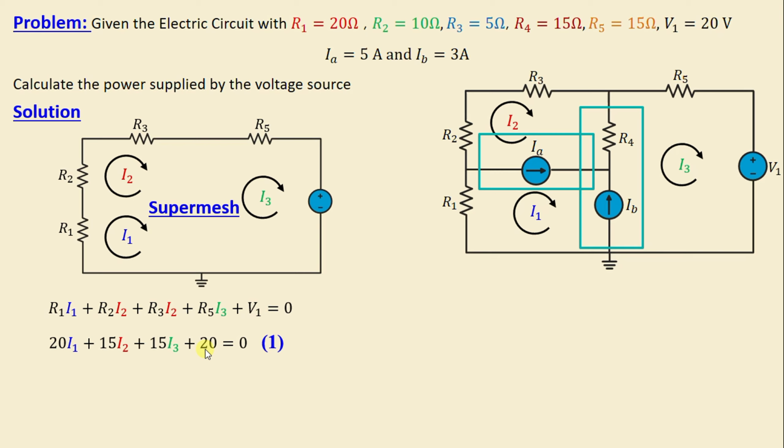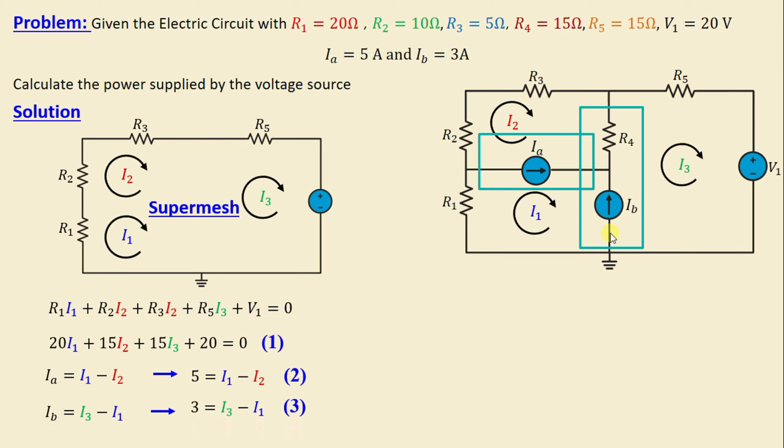In order to get the 2 other equations, let's focus on the current source IA and the current source IB. Then we can write IA is equal to I1 minus I2. That means I1 minus I2 is equal to 5. Let's move on to the current source IB. We can see here that IB is equal to I3 minus I1. That means I3 minus I1 is equal to 3.